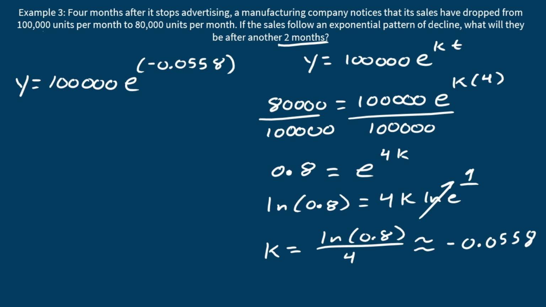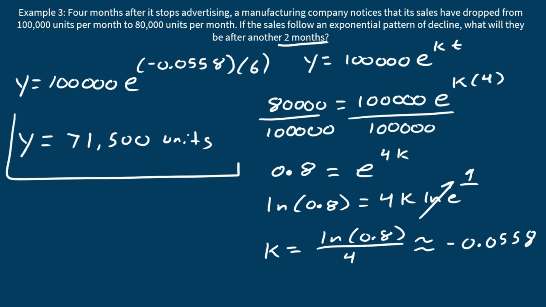And now what we got to be careful with is our t-value is not going to be equal to 2. Remember that we've already gone through 4 months and we're trying to look 2 months into the future of that. So that means our t-value is actually going to be 6, which is 4 plus 2. So now if you were to go ahead and type this into your calculator, what we're going to find out is that the number of units per month that this manufacturing company will be selling is going to be approximately 71,500 units. So this is going to be our final answer.